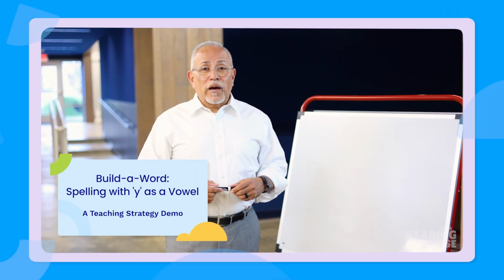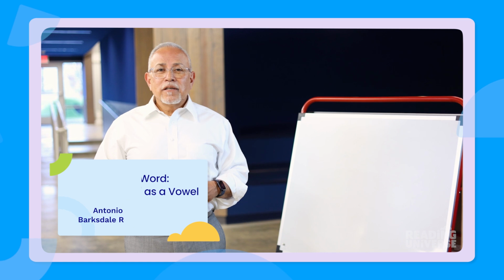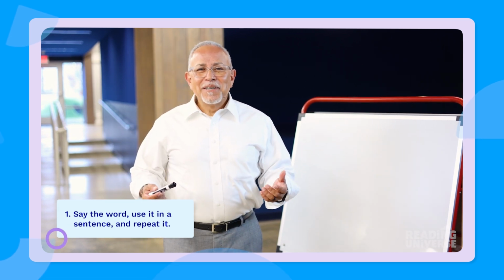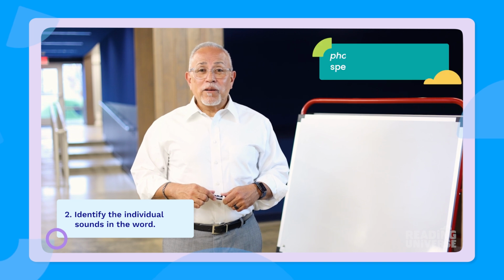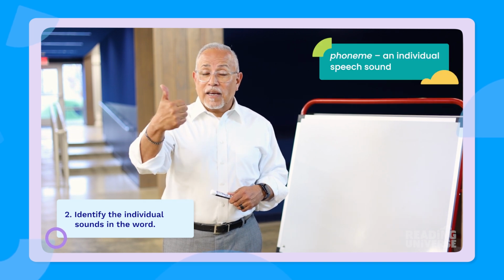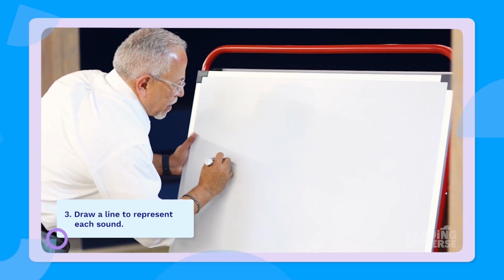Let's use the build a word strategy working with open syllables. The word is cry. Don't make me cry. What's the word? Cry. Let's see how many phonemes are in the word cry. /k/, /r/, /ī/. /k/, /r/, /ī/. There are 3 phonemes, so we have 3 lines.